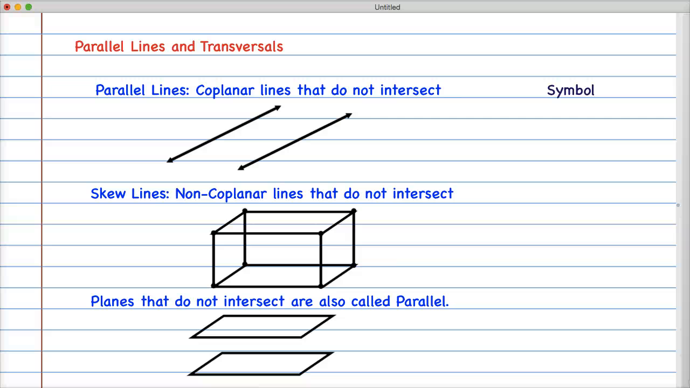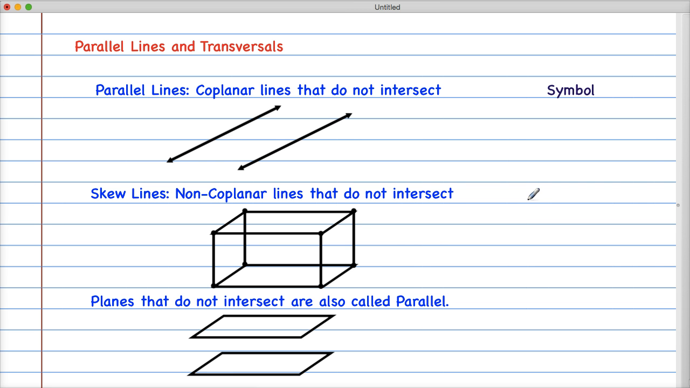Good evening, everybody, and welcome to our video tonight, where we're going to be talking about parallel lines and transversals. First, we're going to start off with some vocabulary. I'm going to show you a couple symbols, and then we'll explain transversals and show you a diagram there. And we'll do some practice problems with these concepts tomorrow in class.